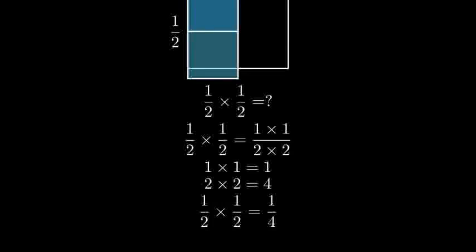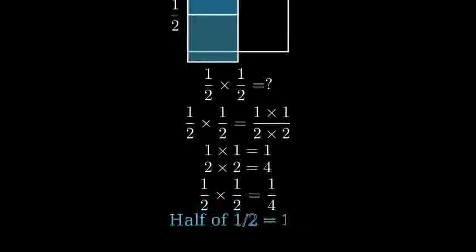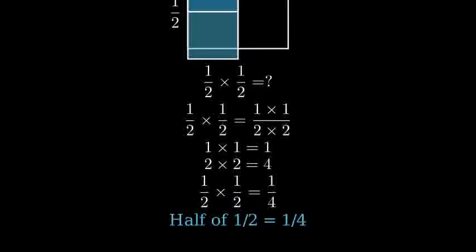This matches our visual representation, where we can see that the darker blue region takes up 1/4 of the original square. Remember, when finding half of a fraction, we can either multiply by 1/2 or divide by 2. Both methods will give us the same result.